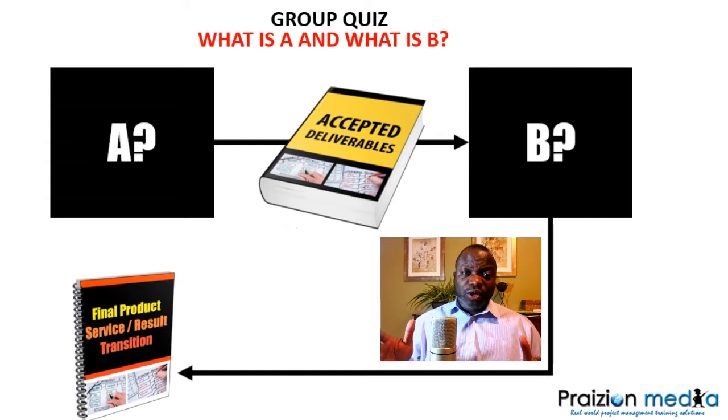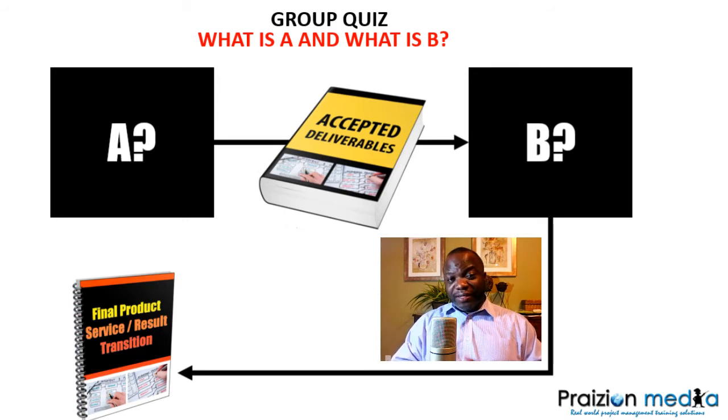So my question to you is, do you know what process A is? And do you know what process B is? Pause the recording and think about it. Where do I get accepted deliverables from? And where does it become an input to? That gives me final product, service, or result transition. So I'll give you some time to think. Hit the pause button if you need to think a bit.